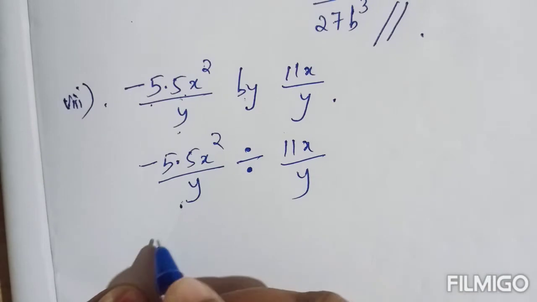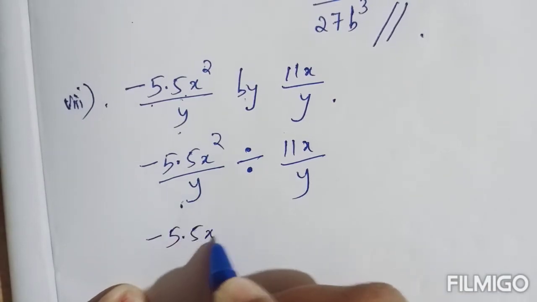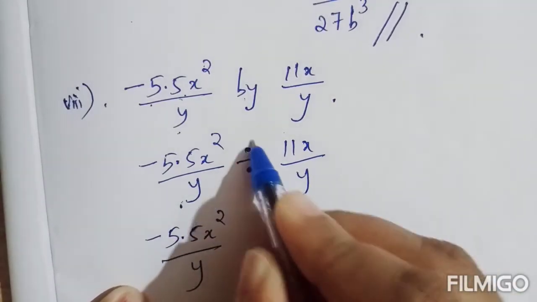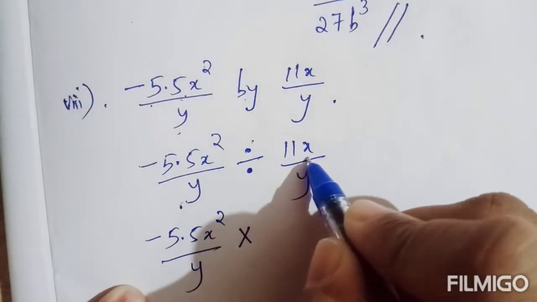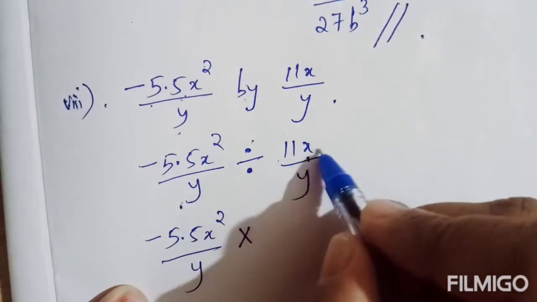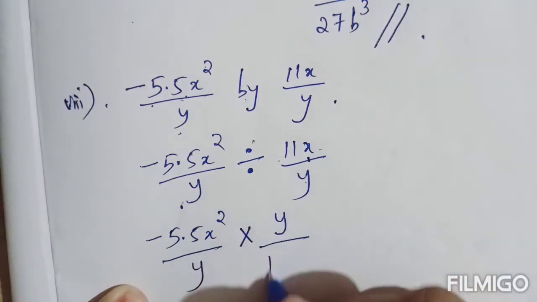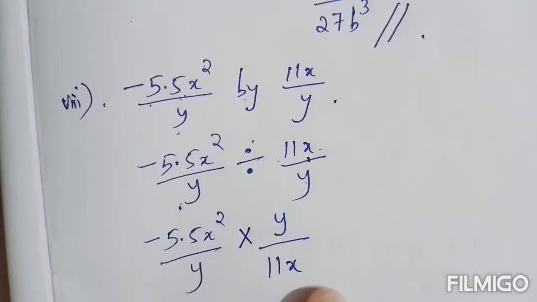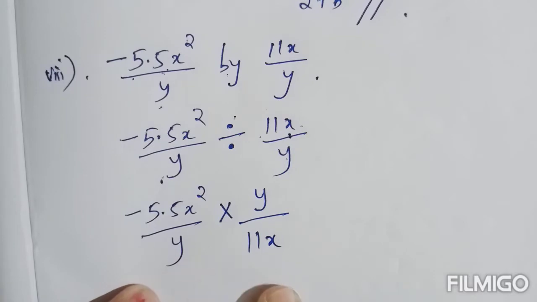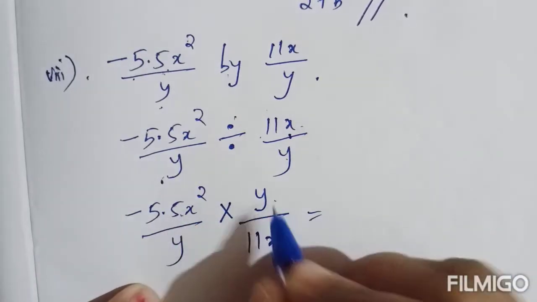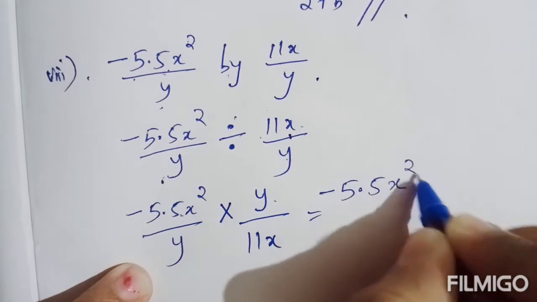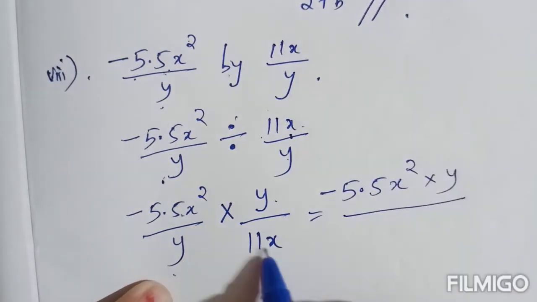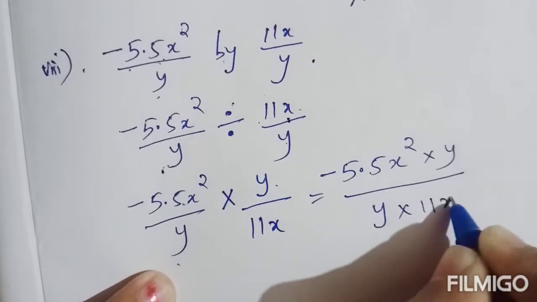Dividend you write as it is, minus 5.5 x square by y. Division sign, change that to multiplication sign. Divisor, take its reciprocal: 11x by y will be y by 11x. Now it is multiplication of two fractions: product of numerators by product of denominators, minus 5.5 x square into y by y into 11x.